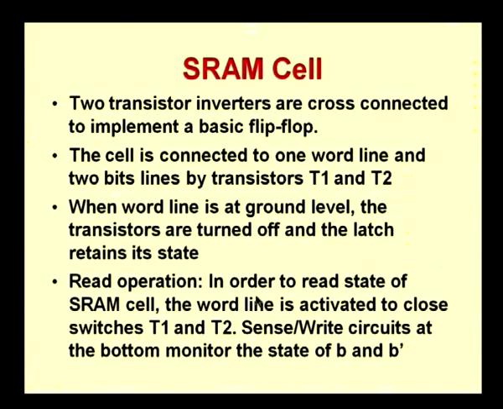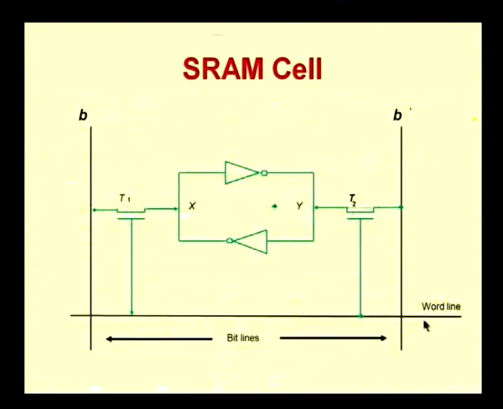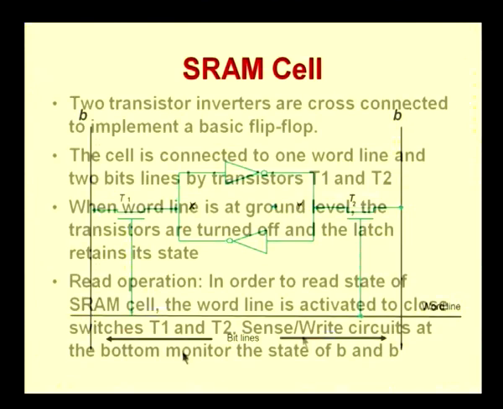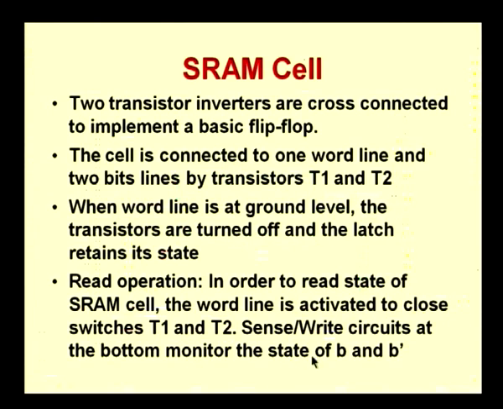For a read operation, what is it that needs to be done? In order to read the state of the SRAM cell, the word line is activated to close the switches T1 and T2, and the sense write circuits at the bottom monitor the state of B and B dash. You can see what happens. When the word line is high, these two transistors are switched on. So the value here will be sensed on the B line, and B dash will be sensed over here, and B and B dash will be the values taken care of by the sense write circuits, and from there you will determine whether a 1 was stored here or a 0 was stored here.